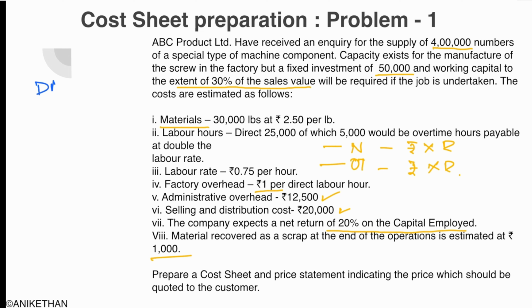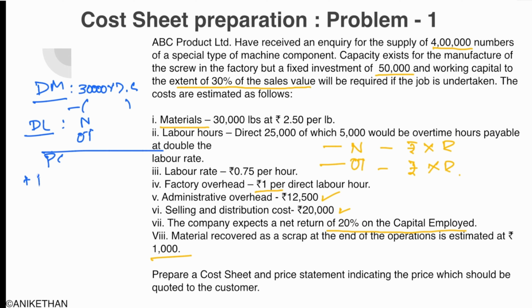First you need direct material. Like I told, there are adjustments. So one is your 30,000 into 2.5 minus scrap value. Then direct labor hour, you have normal and you have overtime. There is no direct expense, so this will give you prime cost, plus factory overhead. Factory overhead is at 1 per labor hour into 25,000 hours, so this you will get factory cost, plus administration overhead given directly, you will get cost of production.